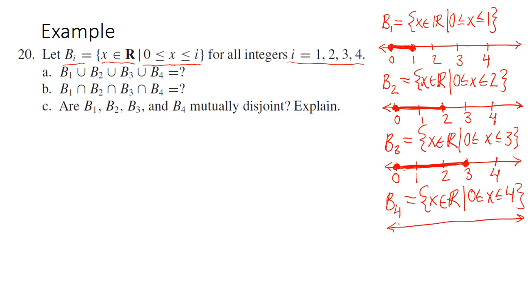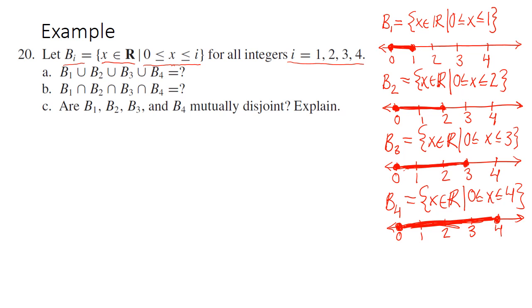Illustration. Sorry, I'm getting used to using this computer pen here to write on the screen. Okay, so this is going to go from 0 up through 4. So I'm just coloring in everything between. A little sloppy. Okay, so you get the idea of what B1, B2, B3, and B4 are.